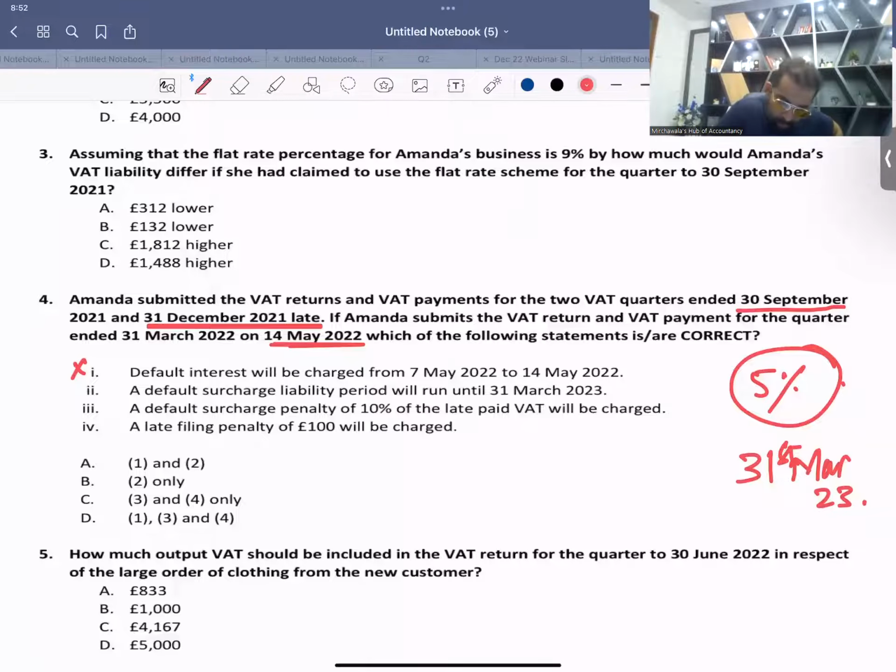Leave it. A default surcharge liability period will run. Yes, your surcharge period will be extended to 31st March 2023. In any quarter, if you do a default, your surcharge period is extended to next year. A default surcharge penalty of 10%? No, the default surcharge penalty should be 5% now. A late filing penalty? No such penalty. So the answer is B. Again, this was an average question.